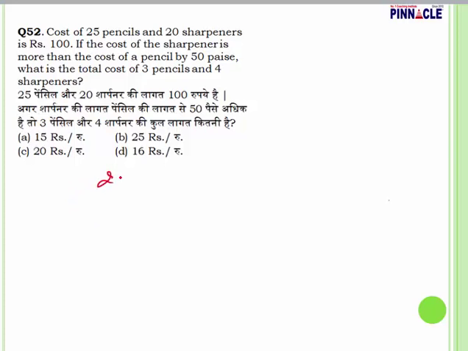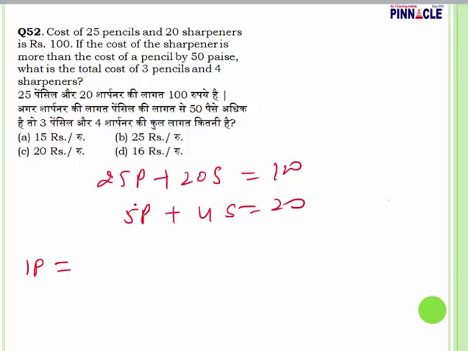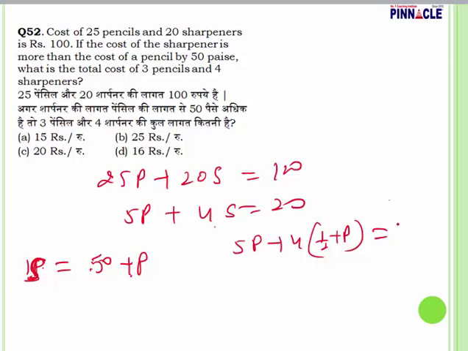So 25 pencils and 20 sharpeners is equal to 100 rupees. In other words, you can divide by 5 both sides, to make this calculation simpler, then we will have 5p plus 4s is equal to 20, where p means pencil. S is equal to P plus 50 paisa. Sharpener cost is P plus 50 paisa. So here you can write 5P plus 4 times (1 by 2 plus P), since 50 paisa means 50 by 100, 1 by 2, that is equal to 20.